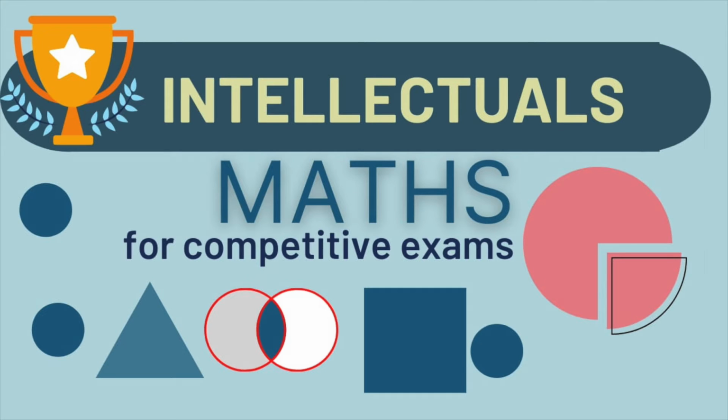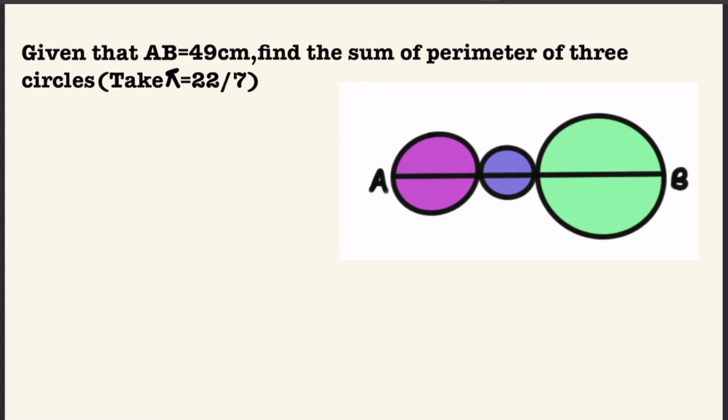Welcome to Intellectual. In this video tutorial, we are given three circles with different radii and it is given that AB equal to 49 centimeter.